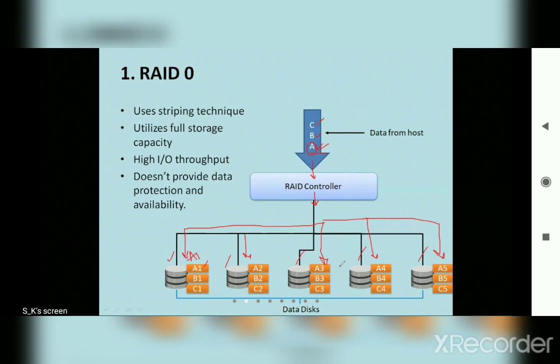But what is the problem that has been defined? Data protection and availability is the biggest problem. Now this data A is divided into 5 chunks. If this disk is damaged, please remember, availability means that it is difficult for me to get the data. If this fourth disk is damaged, it is difficult to get the data. The data will not be available, and at the same time the data is not protected.